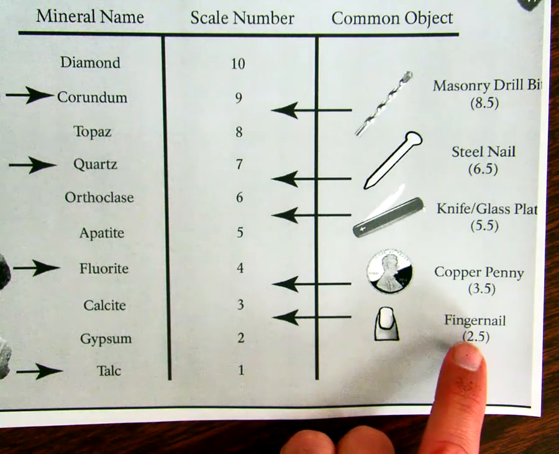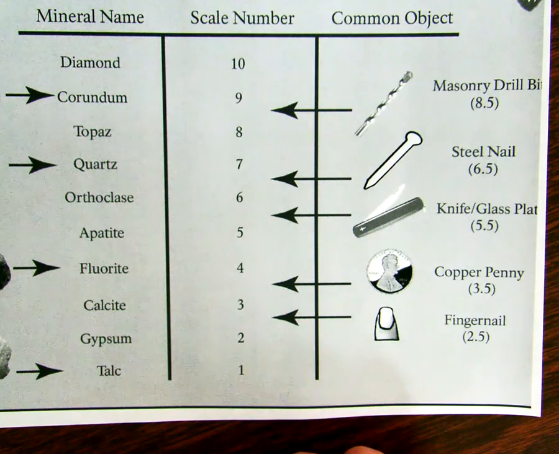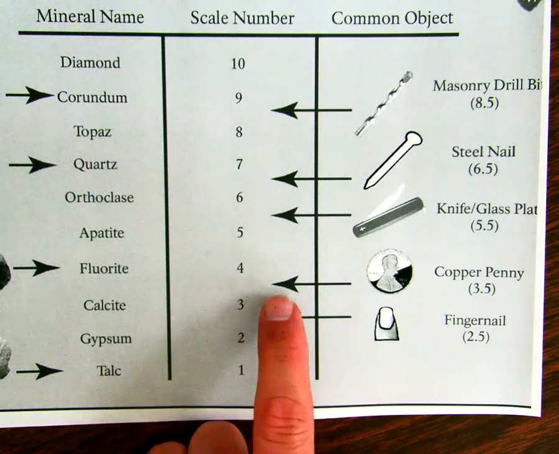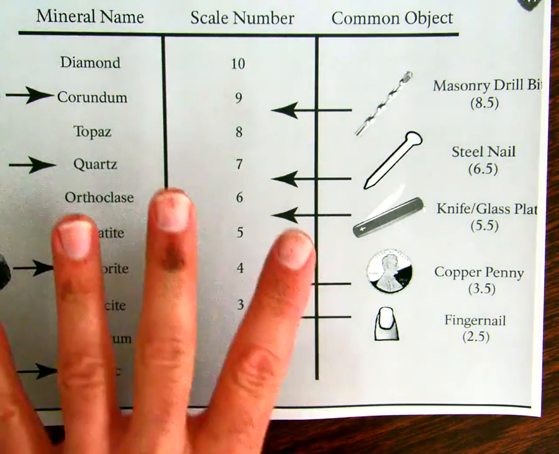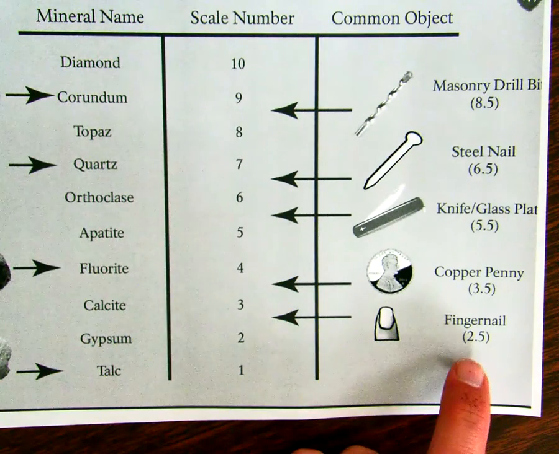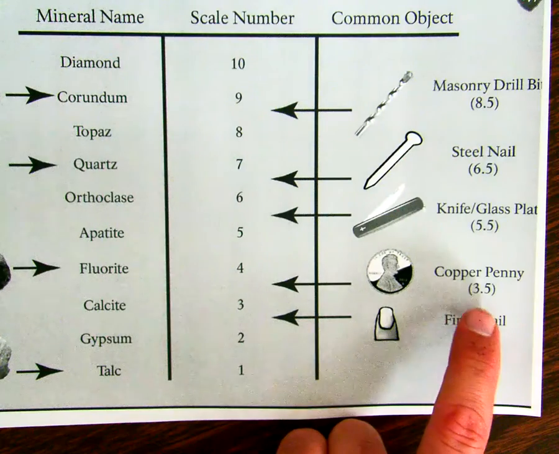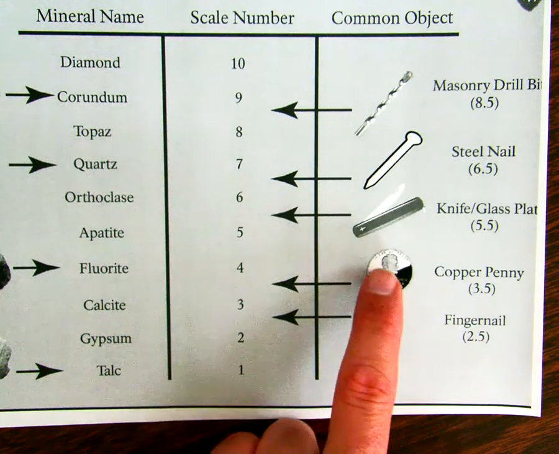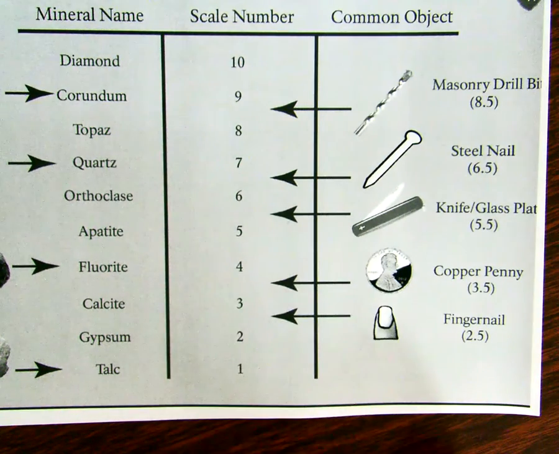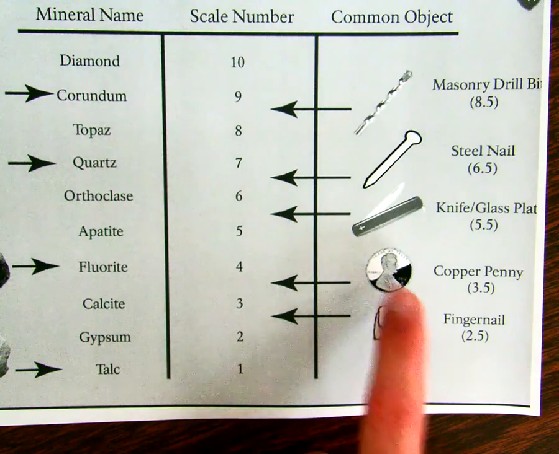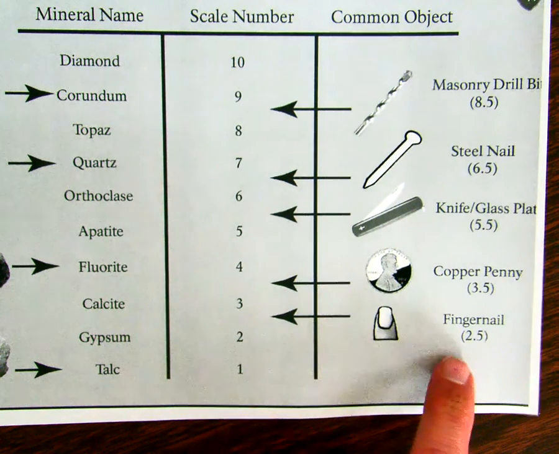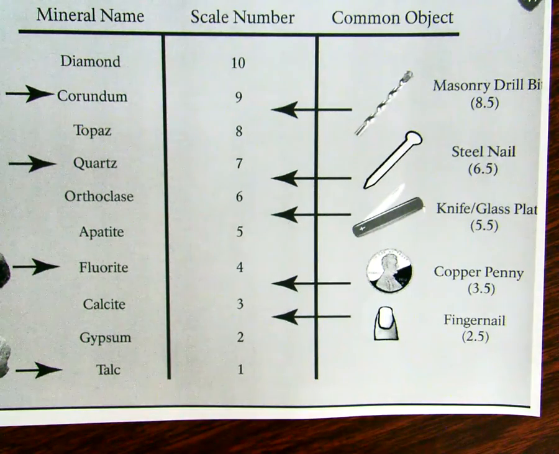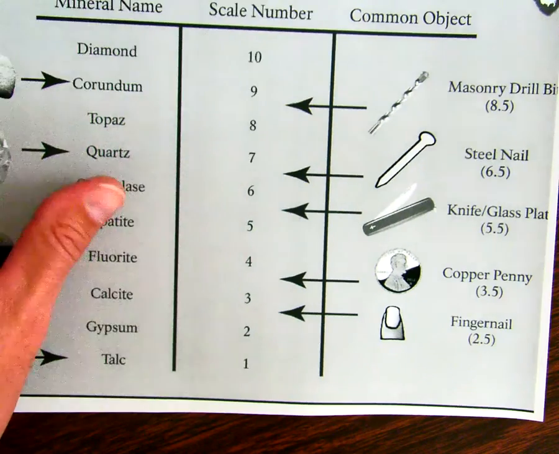So for instance, your fingernail has a hardness of 2.5, copper pennies are 3.5. So what this scale really tells you is 2.5 is softer than 3.5, meaning if you were to rub your fingernail against a penny, your fingernail cannot scratch the penny. So it means your fingernail is softer. Okay, so that's one thing that we're going to talk about on how to test hardness.